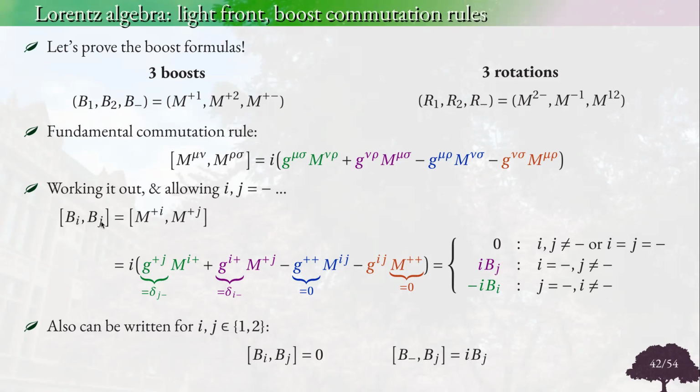So in the case of j being minus, you can turn it into something where minus is the first component by just swapping them around. And you get a minus sign. So basically the rules we get are the transverse boosts commute, and the longitudinal boost basically rescales the transverse boost.